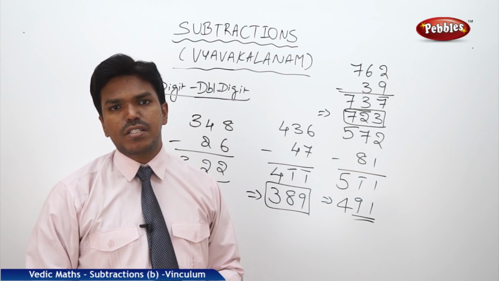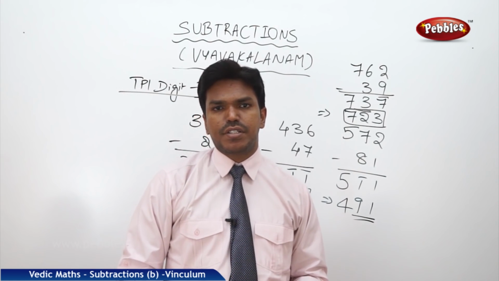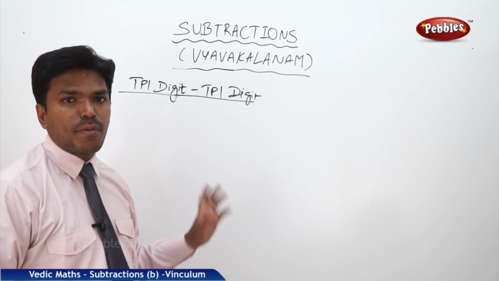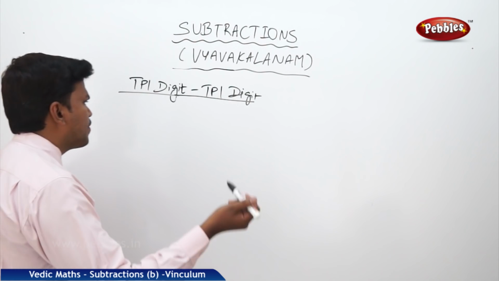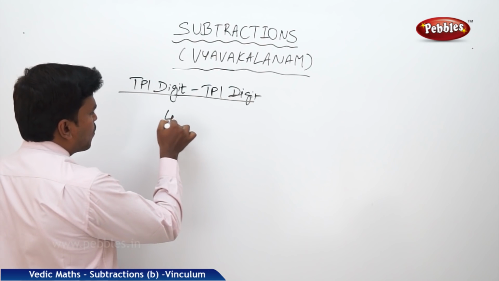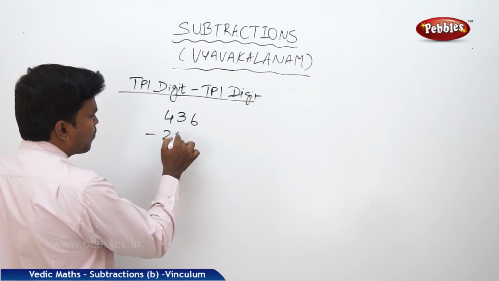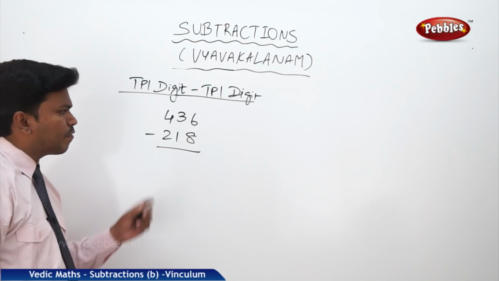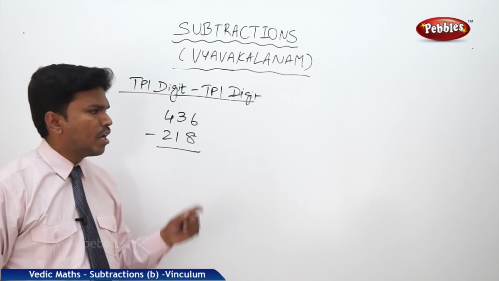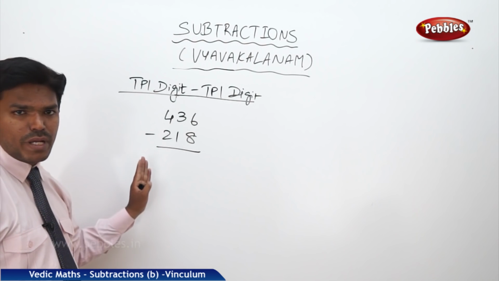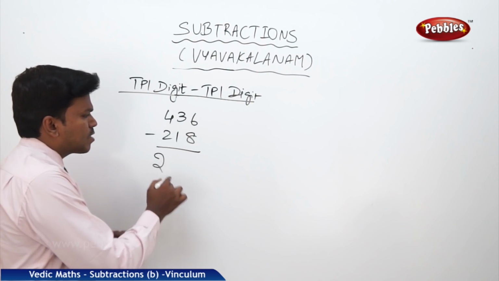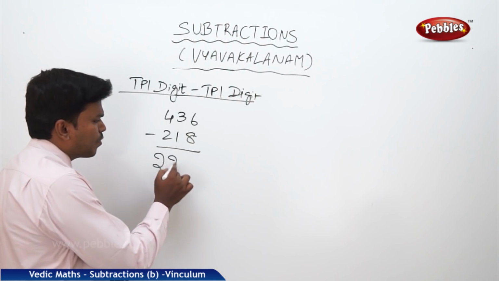Now we are going to discuss triple digit minus triple digit. Now coming to triple digit minus triple digit, the same way we can go through. Suppose 436 minus 218. I want to subtract this one. 436 minus 218. So start from left. What is 4 minus 2? 2. Drop it as it is. 3 minus 1, directly you can do, 2.